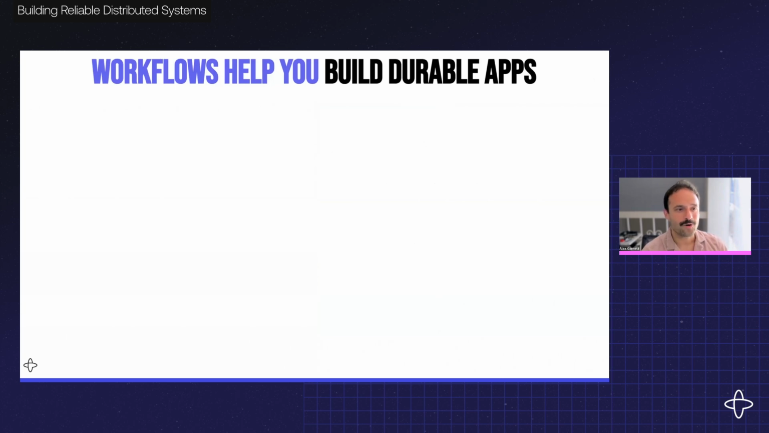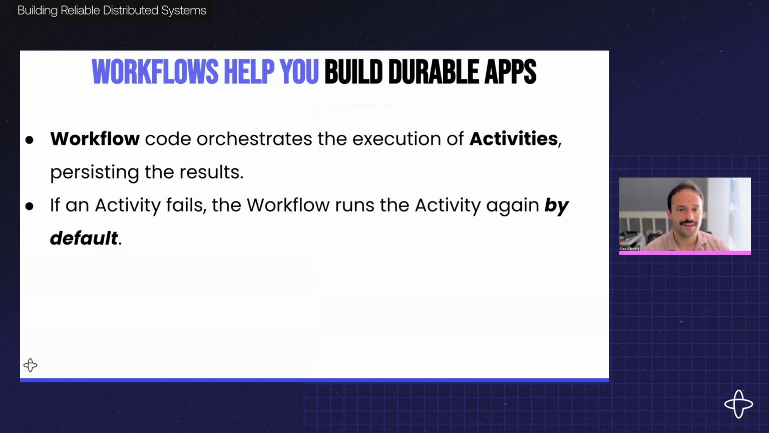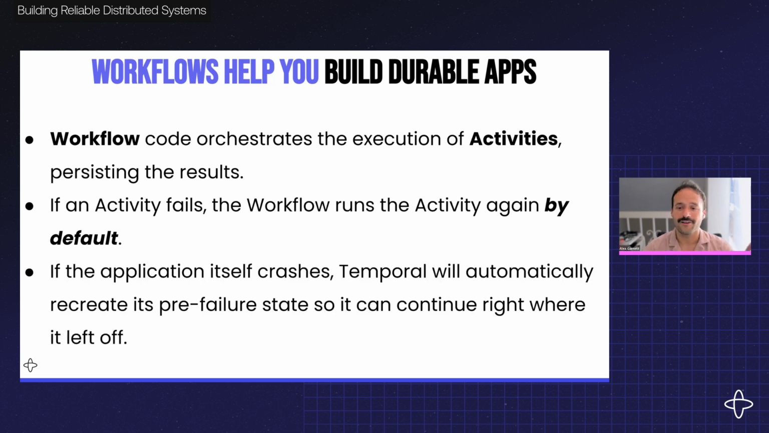Architecting your code as workflows is what helps you build durable applications. Workflow code orchestrates the execution of activities, persisting the results. If an activity fails, the workflow will just run the activity again by default. You can customize this. You can make it conditional, right? If it fails due to bad input, you can say, I want to fail out of this sooner. If it fails for a certain period of time, you can fail out of it. But by default, activities will just get rerun. So you get that basic retry component right out of the box. If the application itself crashes, Temporal will automatically recreate its pre-failure state so it can continue right where it left off.